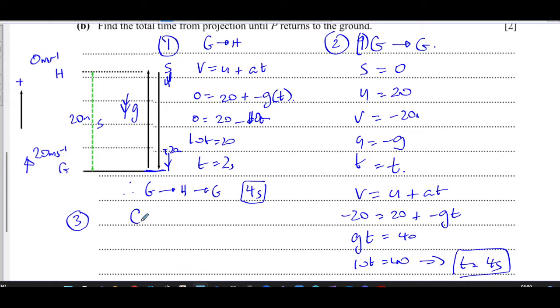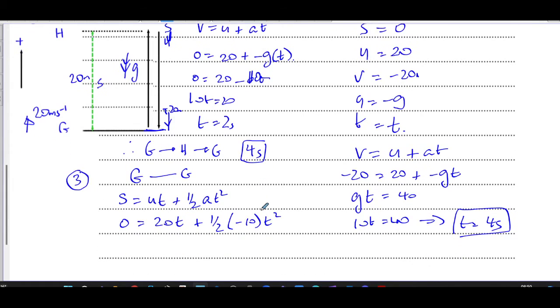And again, we take G to G. We start from G and end at G. So in fact, it's kind of like using the same values that we used from here. So we can use the formula s equals ut plus a half at squared, right? Now, again, the displacement, if we're going from G back to G again, is 0. Initial velocity is 20. t is what we're trying to find. Plus a half times a, which is minus g, which we call minus 10, times t squared. We end up with this quadratic type of equation.